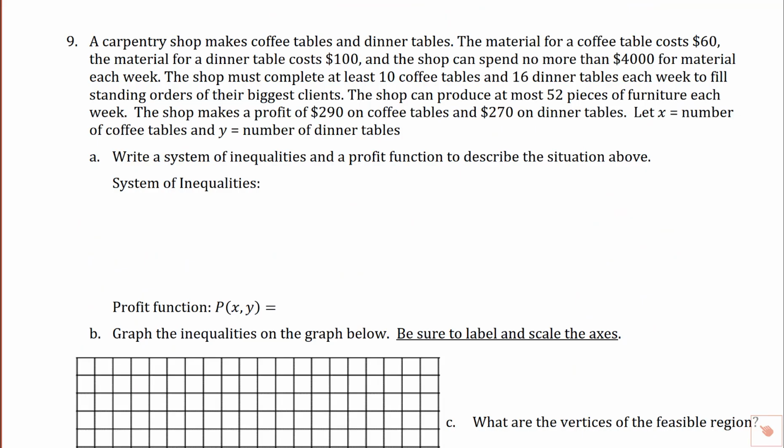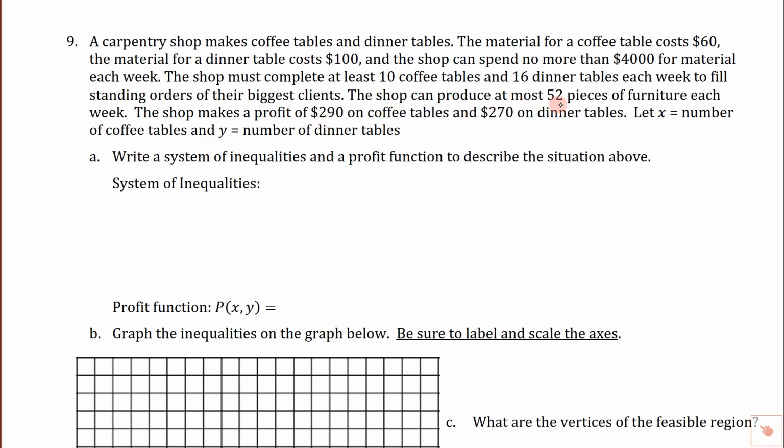It says a carpentry shop makes coffee tables and dinner tables. The material for coffee tables costs $60, and the material for dinner tables costs $100 each. The shop can spend no more than $4,000 for material each week. The shop has to complete at least 10 coffee tables and 16 dinner tables each week to fill standing orders of their biggest clients. So standing orders, they just have an order. They always need that many of each one of those for their biggest clients.